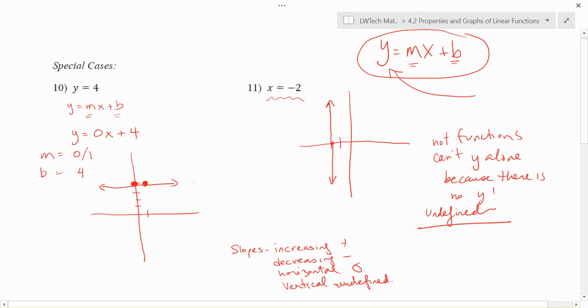So horizontal lines happen. The equations will always look like this: y equals a number with no x value. Vertical lines always happen when you can't get the y alone because there's no y even in the problem at all to look at. Hope that helps when you see those come up.